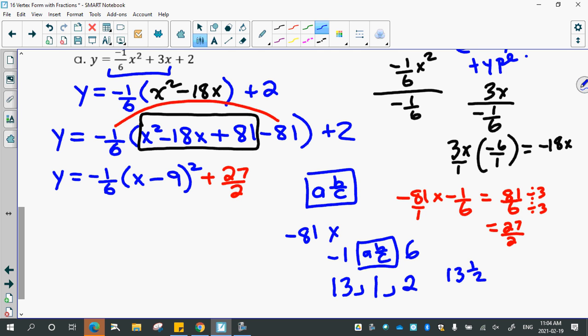Okay, this fraction button looks like this, which is pretty sweet, right? That's a sweet looking fraction button. Plus 2.